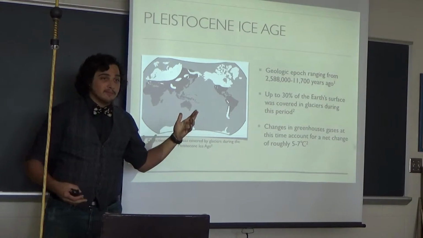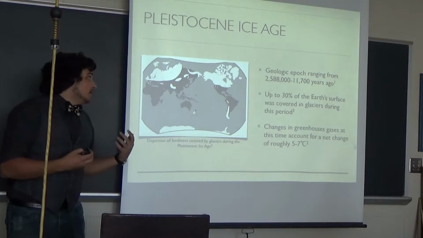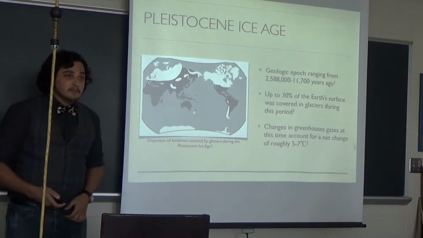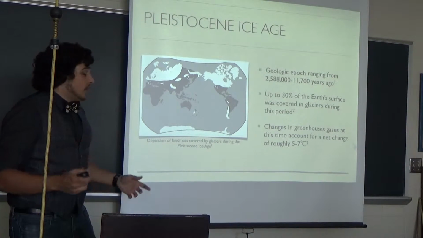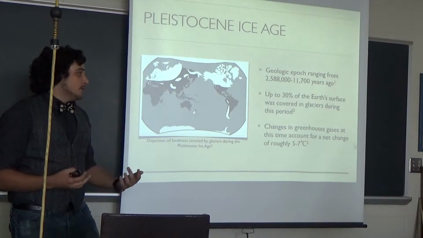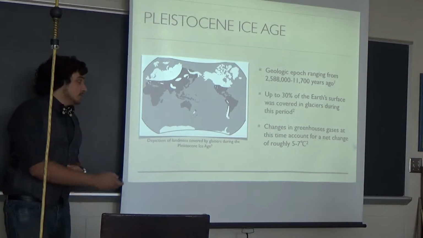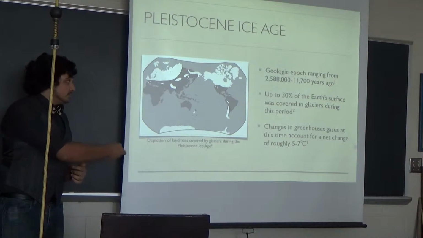And this is really important for the Shakun article, because it talks about the northern hemisphere heating up much slower than the southern hemisphere. And greenhouse gases accounted for about 5 to 7 degrees change in temperature at this time, which is a great deal.